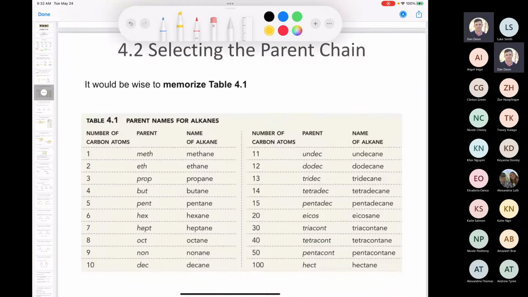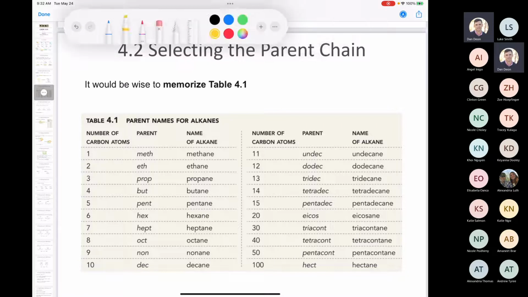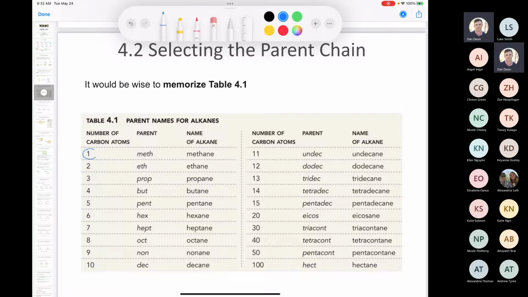How do you name that longest carbon chain, that parent chain? Well, we name them according to the number of carbons that are in that chain. If you have 1 carbon in the chain, we call that methane. If you have 2 carbons, we call that ethane. 3 carbons, propane. 4 carbons, butane. 5 is pentane. 6 is hexane. 7 is heptane. 8 is octane. 9 is nonane. And 10 is decane.